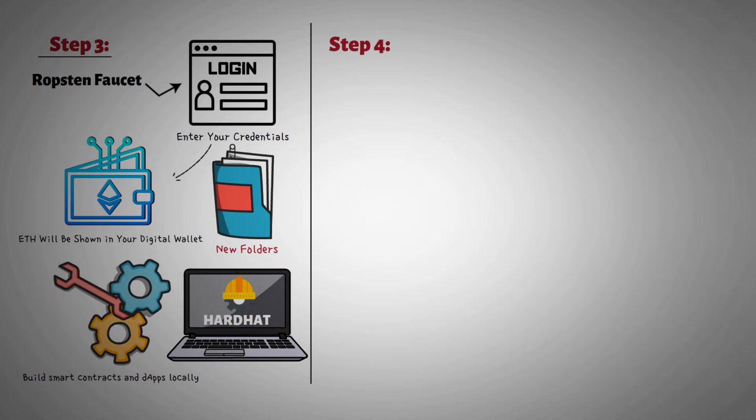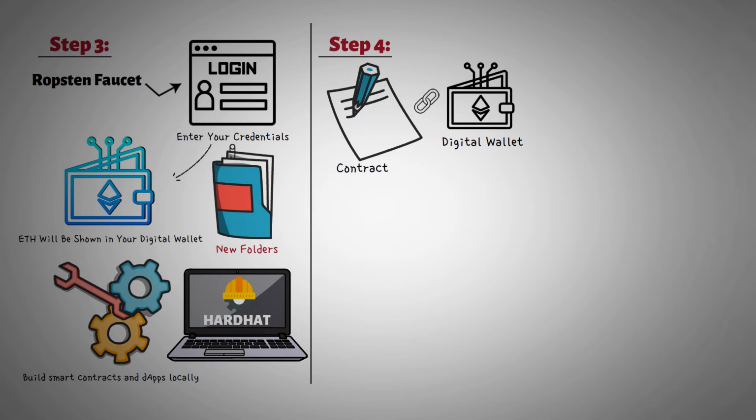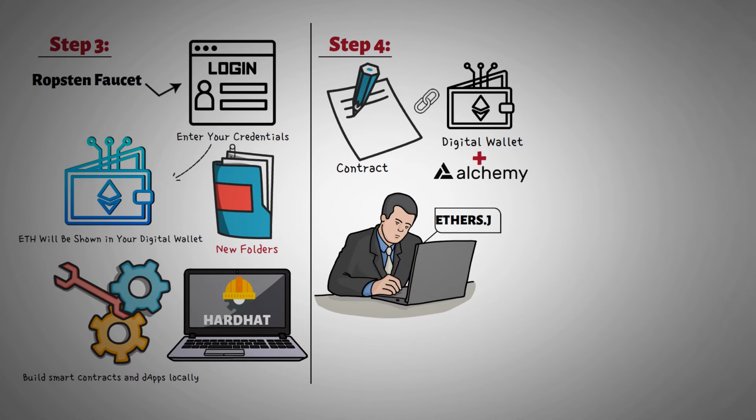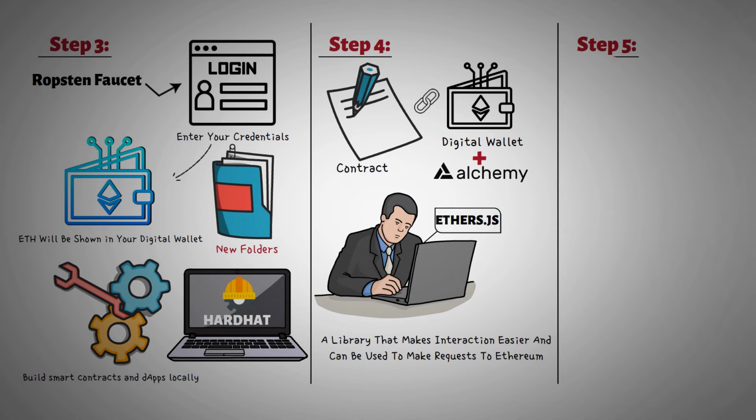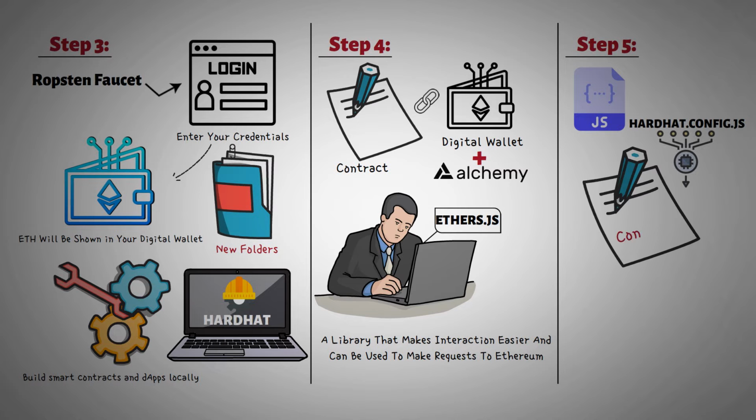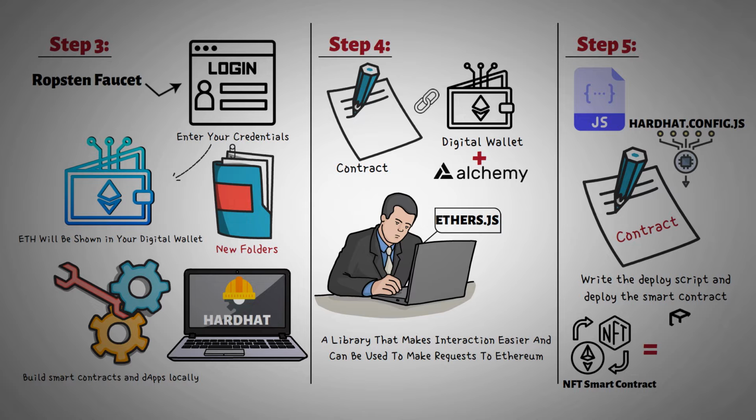Step 4. It is time to write the contract in Solidity language. After the contract is written, connect the digital wallet and Alchemy to the project. The user is instructed to install ethers.js, a library that makes interaction easier and can be used to make requests to Ethereum. Step 5. Update hardhat.config.js and then compile the contract. Write the deploy script and deploy the smart contract. Finally, the NFT smart contract has been deployed into the Ethereum chain.